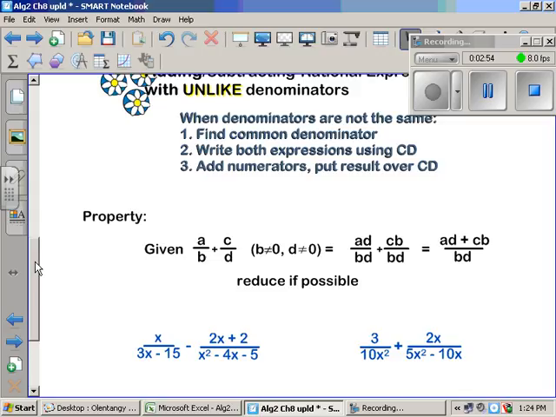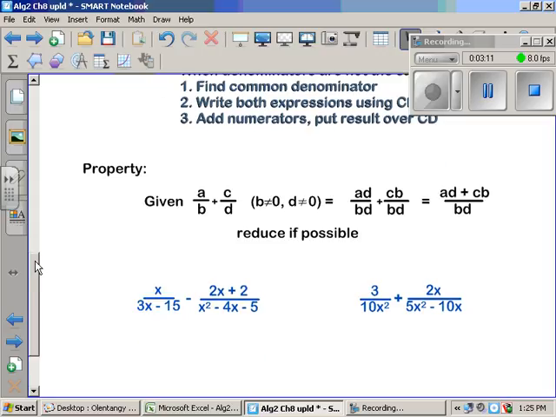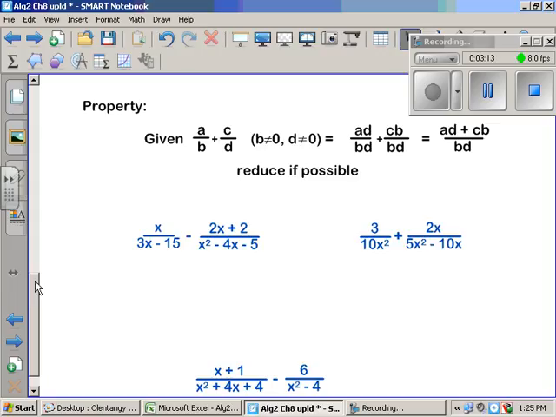Okay. So the first thing you have to do is find the common denominator. Then you're going to write both expressions using that common denominator, and then you're going to just do like we did up there. Add them together, factor out anything they have in common. All right? So to find the common denominator, the first thing you need to do is factor.